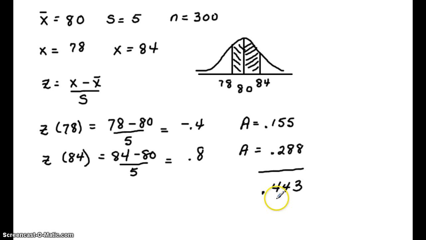If it asked what percent of the scores lie between 78 and 84, I would simply change this to a percentage, which would make it 44.3%. But the question said, how many of the 300 students does that represent? So in this particular case, I have one more step, and that would be to take the 0.443 and multiply it by the 300 students, okay, which gives us 133.05, which rounds off to 133 students.